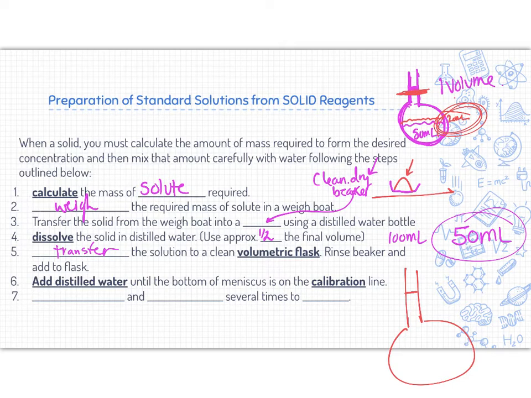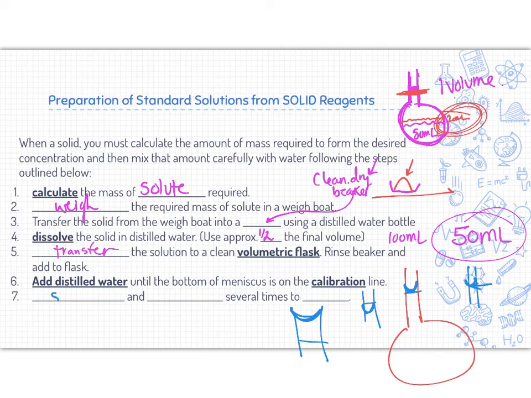When we add water, it always makes a meniscus. And so when we talk about a meniscus, we're talking about the bottom of it. So it should look like this, where the meniscus is right on the calibration line. Okay? If the meniscus is low like this, we've underfilled. If it is above by a ways, we have overfilled.